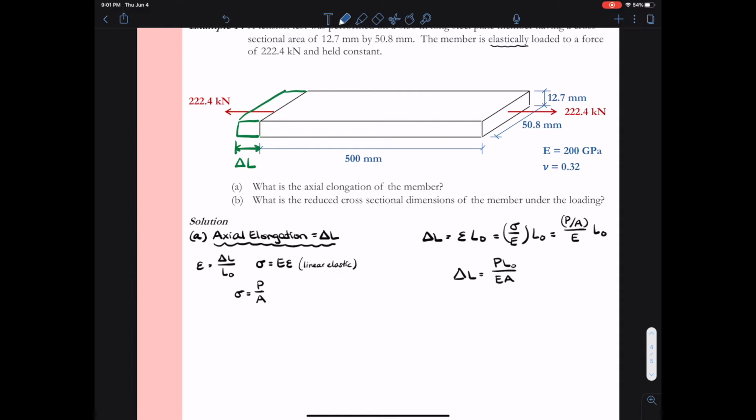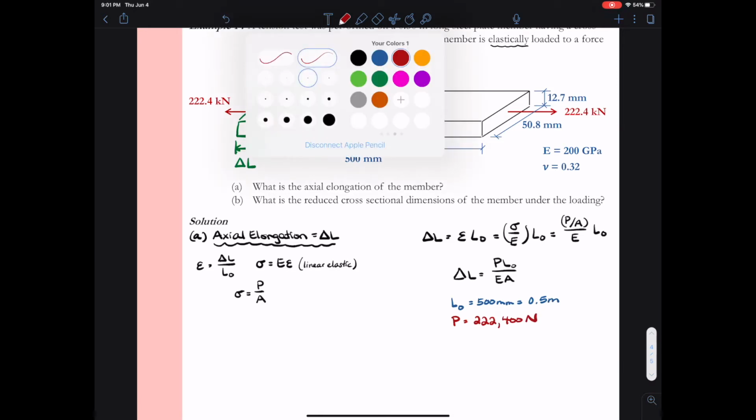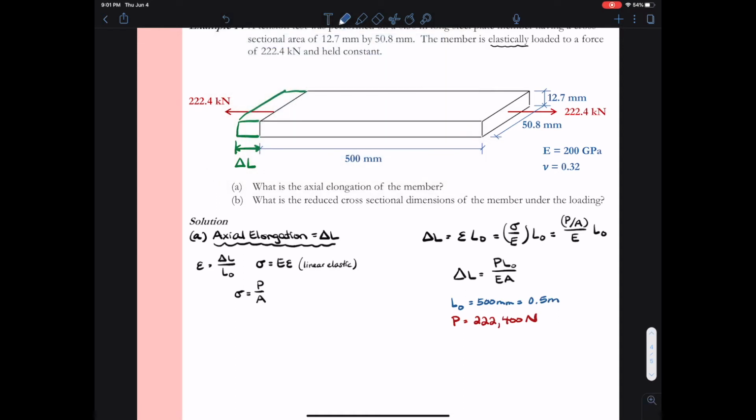All right, so what are the variables that we have? Well, we know that L0 is 0.5 meters or 500 millimeters. I'm going to put all of these things in terms of units of newtons and meters. So I have L0 in meters. P is 222.4 kilonewtons, which is 222,400 newtons. E is given to us as 200 gigapascals. Now, a gigapascal is 10 to the 9th pascals, so 200 times 10 to the 9th pascals, and 1 pascal is a newton per meter squared.